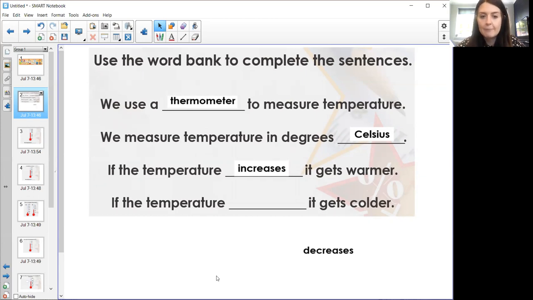And then if the temperature something, it gets colder. So the only one we've got left is the word decreases. And that will make sense because if the temperature decreases, it goes down, and then the weather's getting colder outside.